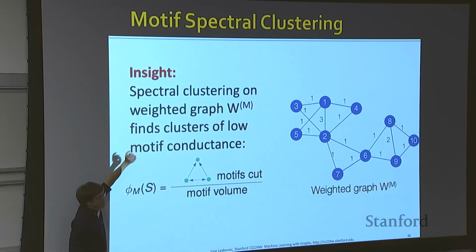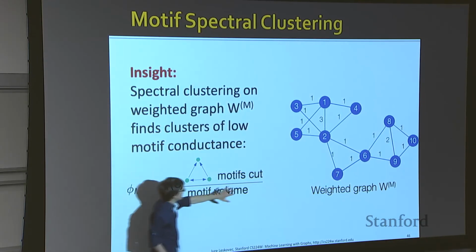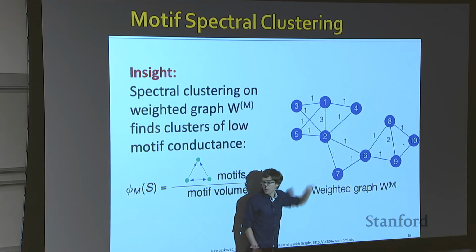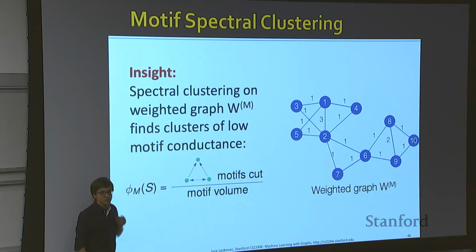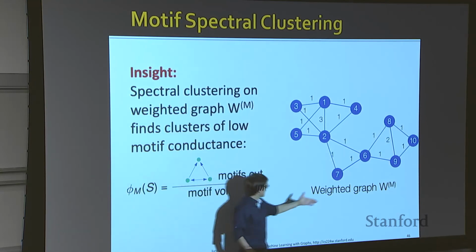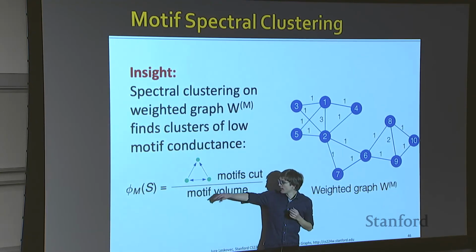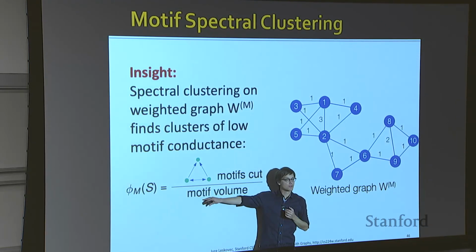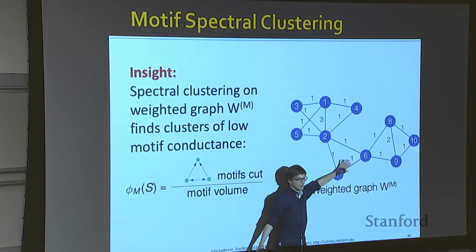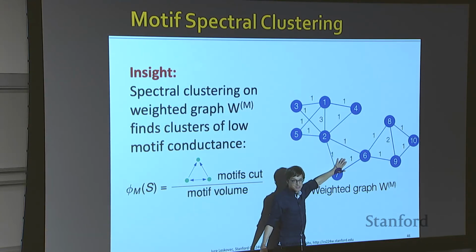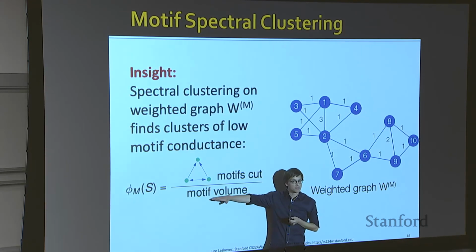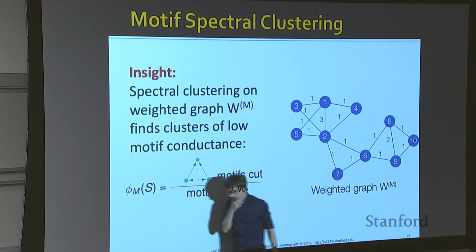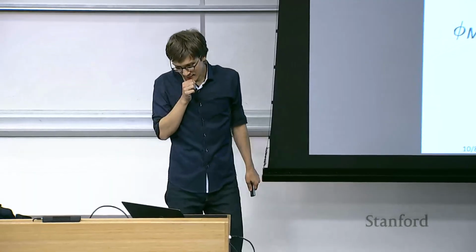If we apply normal spectral clustering to this undirected weighted graph W, then the clusters it will produce will have optimal motif conductance. So essentially, by clustering this graph, we get clusters that optimize motif conductance. Even though the clustering method will optimize edge cut on this, the normal edge conductance, the clusters we get out will be optimal with respect to this metric as well. Okay? So what does this mean?